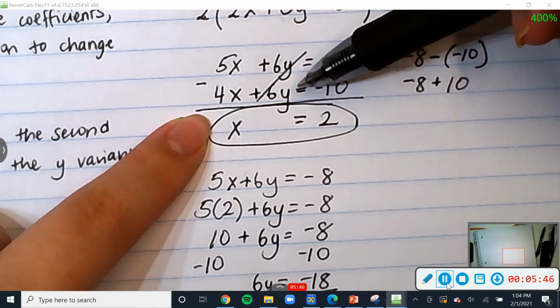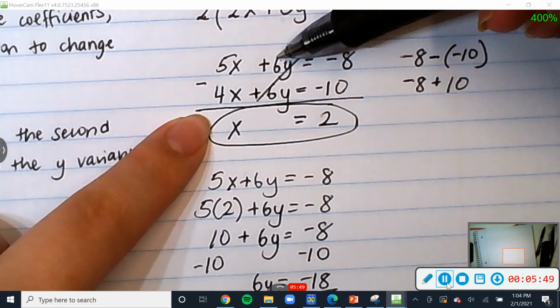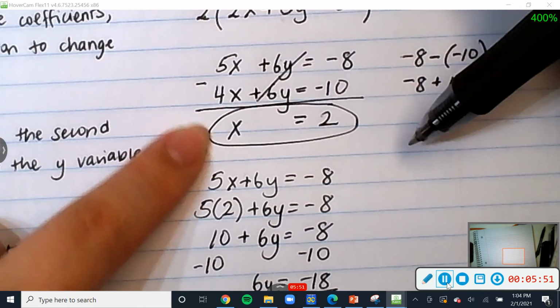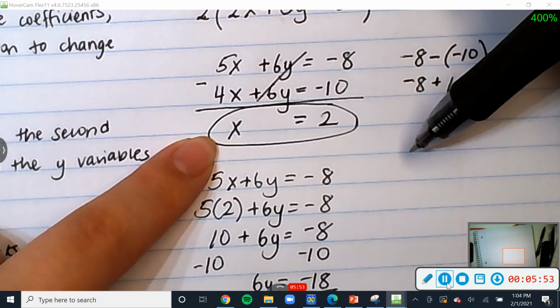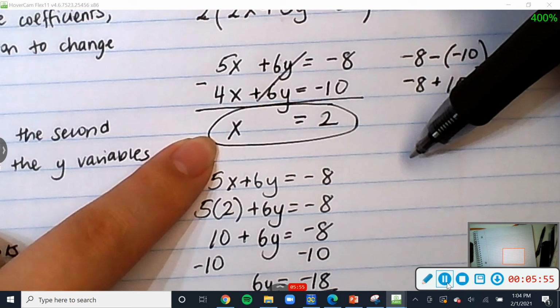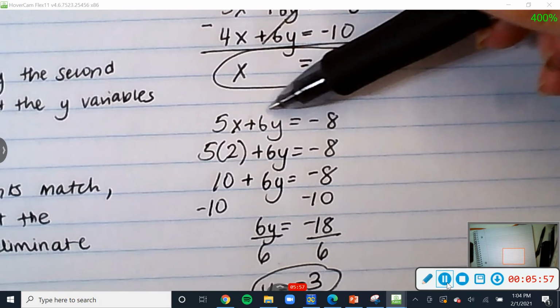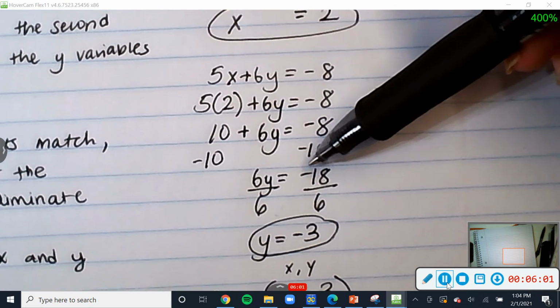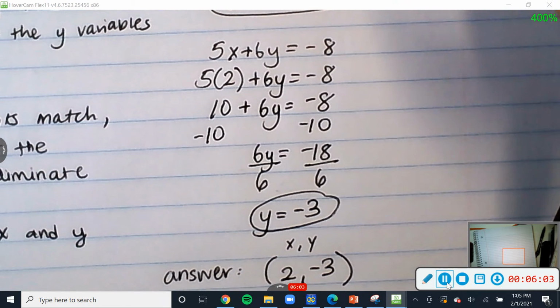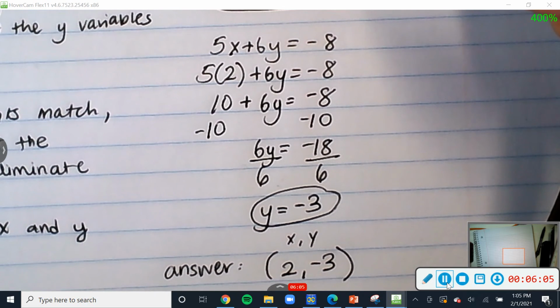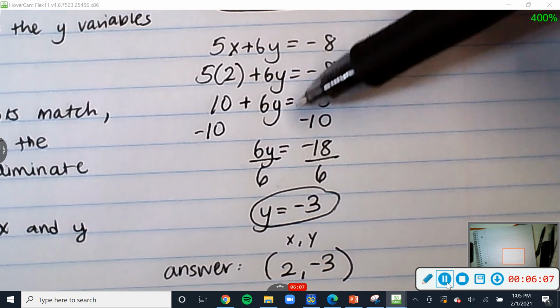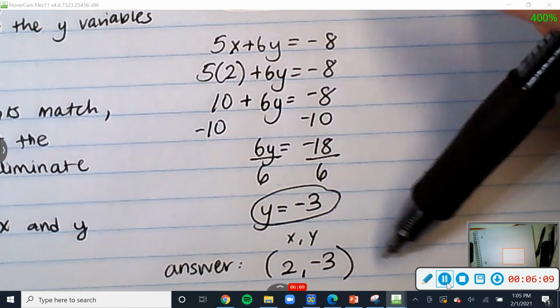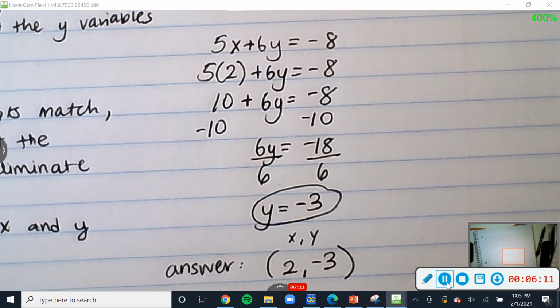Next, we had to subtract them because we have positive 6y and another positive 6y. So subtracting them will get rid of the y's. We solve that, x equals 2. Next, we just plug 2 back into one of the original equations, solve for y, and that leaves us with y equals -3. Again, if you want to see how to solve exactly for the variables again, I recommend you rewatch part 1.